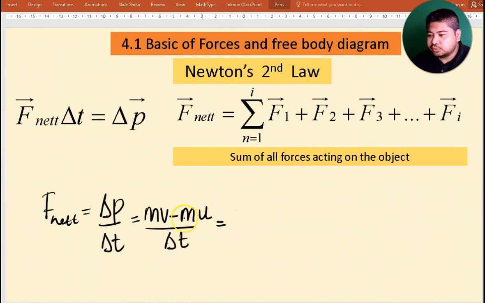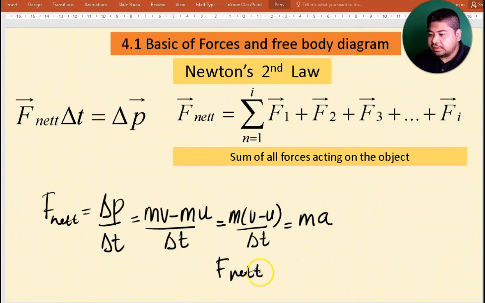We can take out m, so we have v minus u divided by delta t. This gives us the equation F equals ma. So the net force acting on an object can be calculated from the mass of the object times the acceleration of the object.